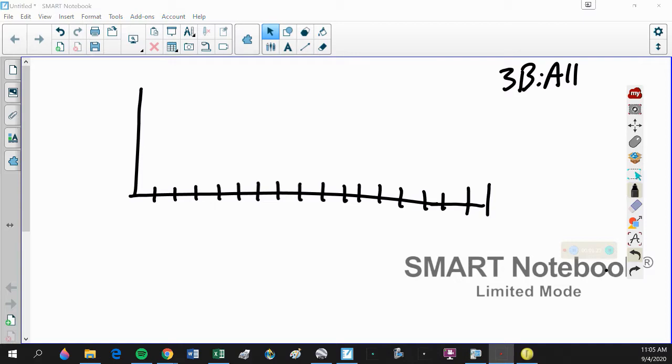Okay. And then my first interval will be from 0 to 5. My second interval is 5 to 8. And then 8 to 9. 9 to 12. And then to 13. And then 16 to 17.